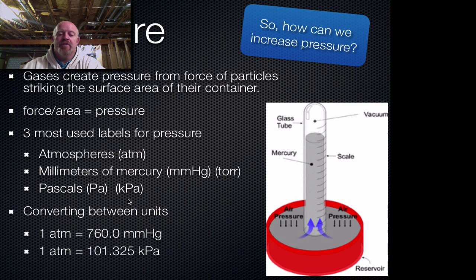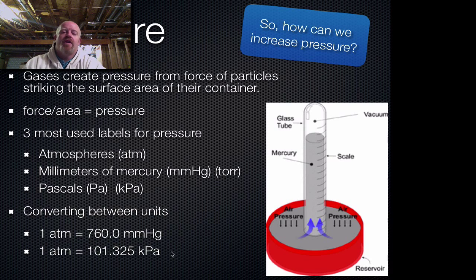Now, it isn't hard to convert between the two. So if we set them both equal to 1 atmosphere, millimeters of mercury is 760 for 1 atmosphere, and kilopascals is 101.325. Now notice how it is kilopascals, not pascals here.